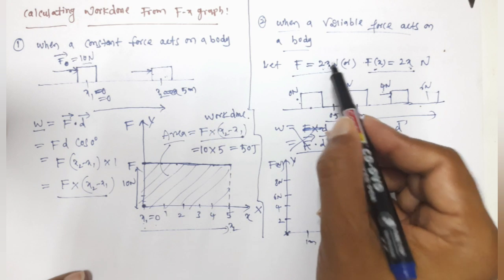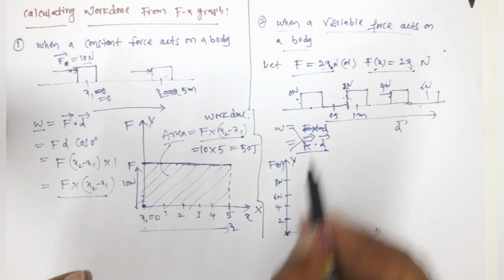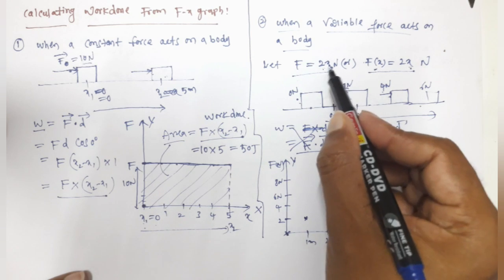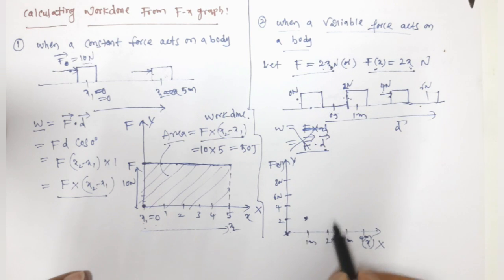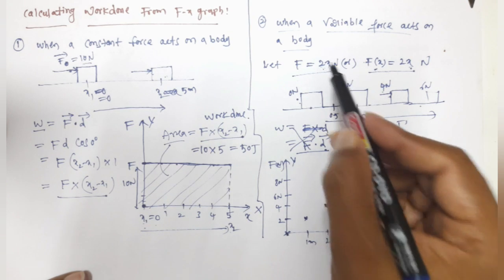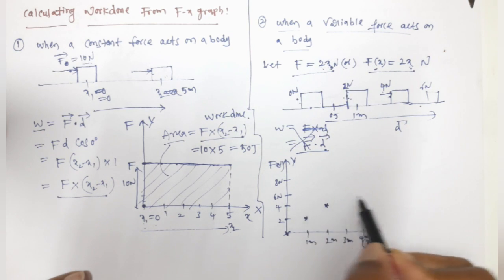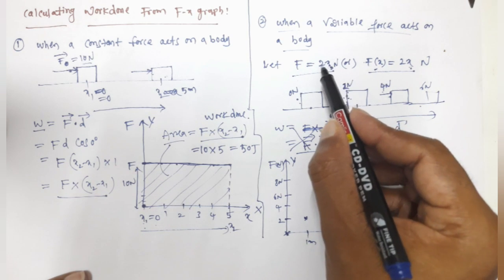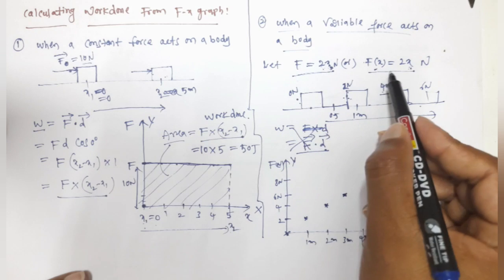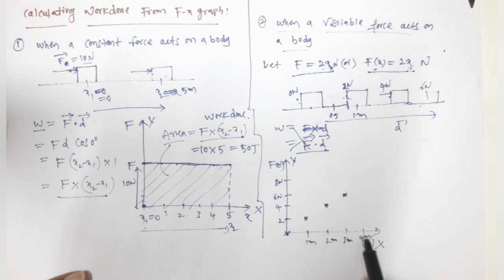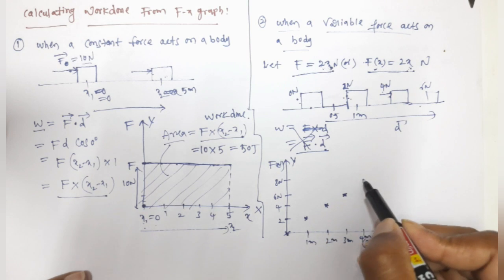Now substitute x equal to 1. So force value, how much do you get? 1 into 2, 2 newtons. You will get a point here. Now substitute x equal to 2, 2 2s are 4, so force value will be 4 newtons. Now substitute x equal to 3, 3 2s are 6, so you will get a point here. Substitute x equal to 4. These two are the same, but sometimes we write f of x or simply f. So 4 2s are 8, so you will get a point here.